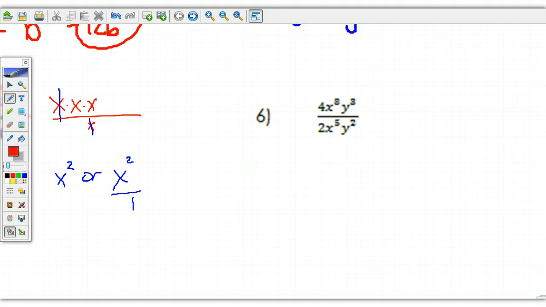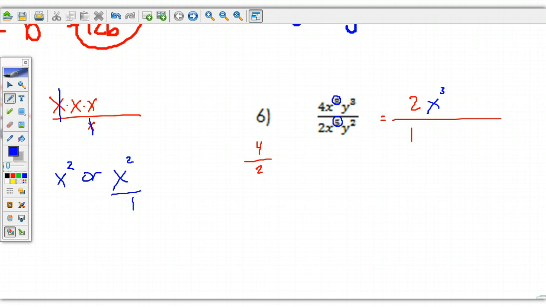Number 6, a little more complicated with 2 different variables and coefficients as well. But if you think about the 4 over 2, those aren't being raised to powers, they're just numbers that we're going to simplify or reduce. And 4 over 2, that fraction reduces to 2 over 1. So we can draw a fraction bar and write that in there right away for this one. Now you can think about it as 8x is on top and 5x is on the bottom. If you do that subtraction rule, 8 minus 5 gives us 3.